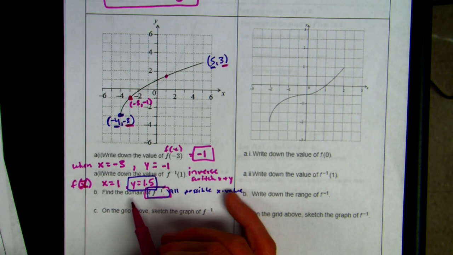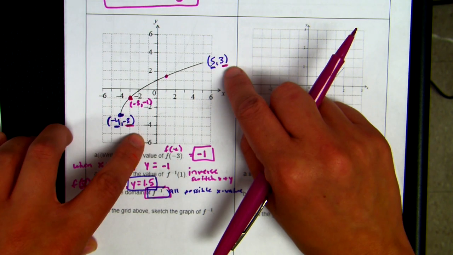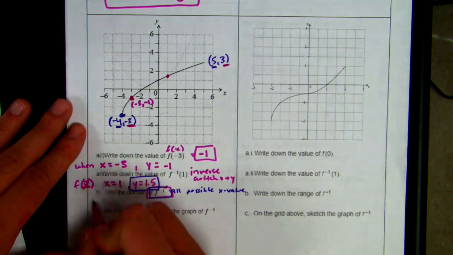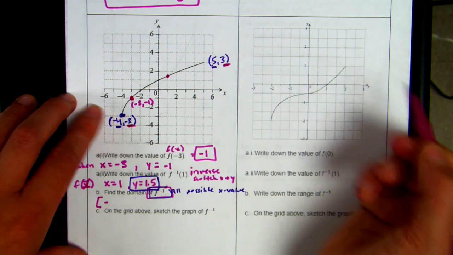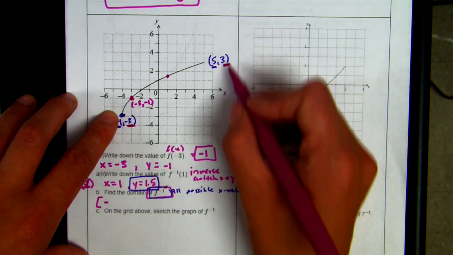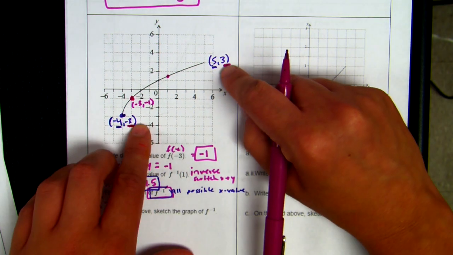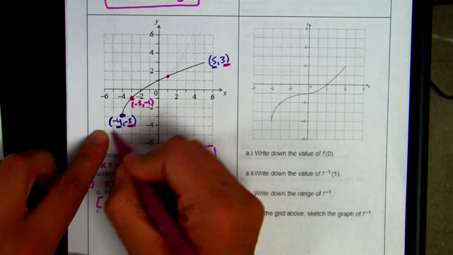So the domain of my actual function will be the range of my inverse function. So the range of my actual function will be the domain of my inverse function. So my domain should be -3 because those are the y values of my actual function, to positive 3 because those are the y values of my actual function. Remember, for the inverse, we switch the x and y values.